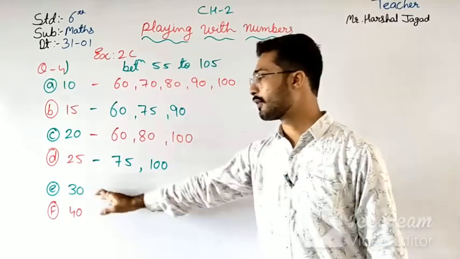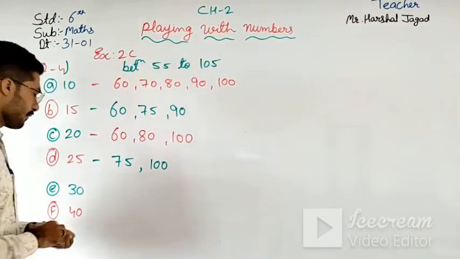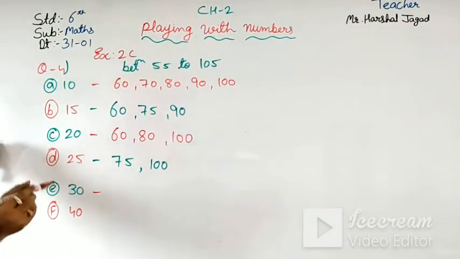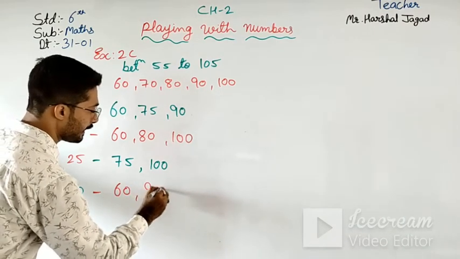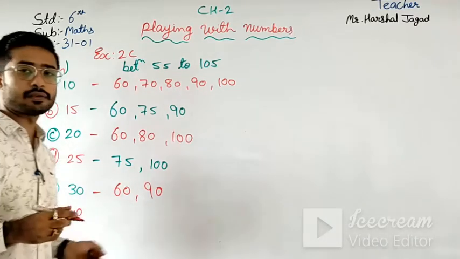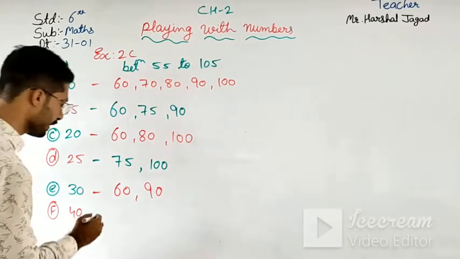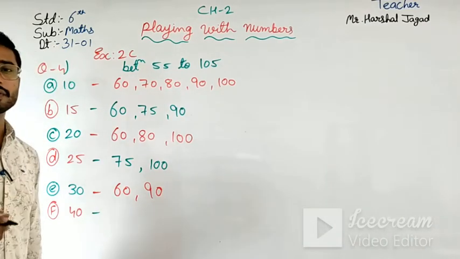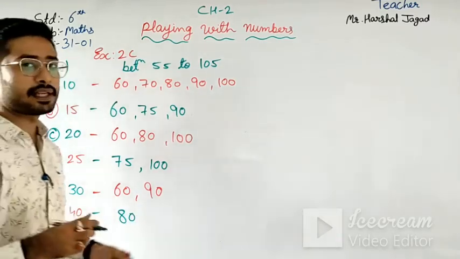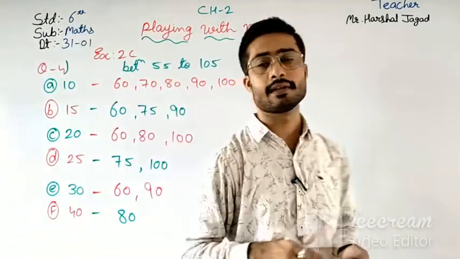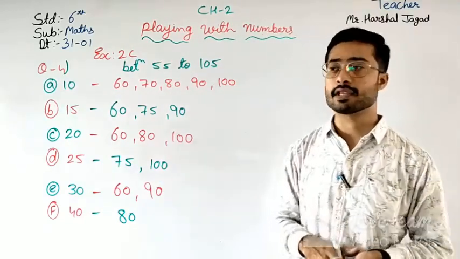Then moving towards 30: 30 ones are 30, 30 twos are 60, 30 threes are 90. So these two will be the multiples of 30. And lastly it is 40: 40 ones are 40, 40 twos are 80. So there will be only one multiple of 40 between 55 and 105. Okay students, please write down the answers. I am giving you some time.